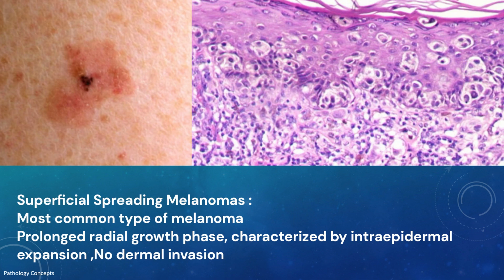Let's learn one by one. First is superficial spreading melanoma. It is the most common type of melanoma. It exhibits the hallmark features of melanoma like asymmetry, irregular border, color variation and increased diameter. It has a prolonged radial growth phase characterized by intraepidermal expansion. It has no dermal invasion.